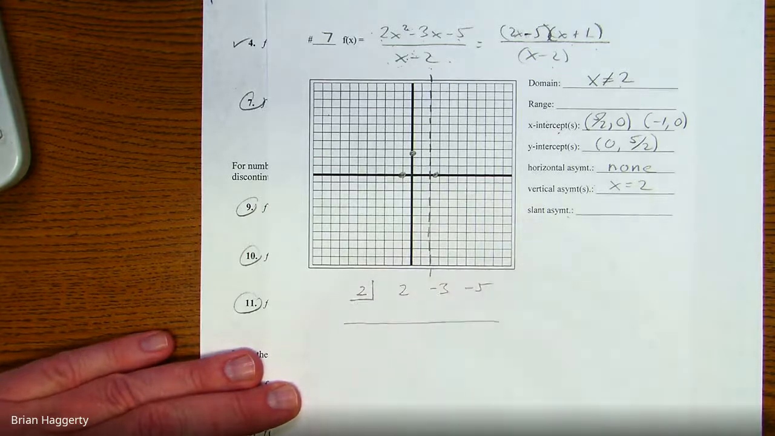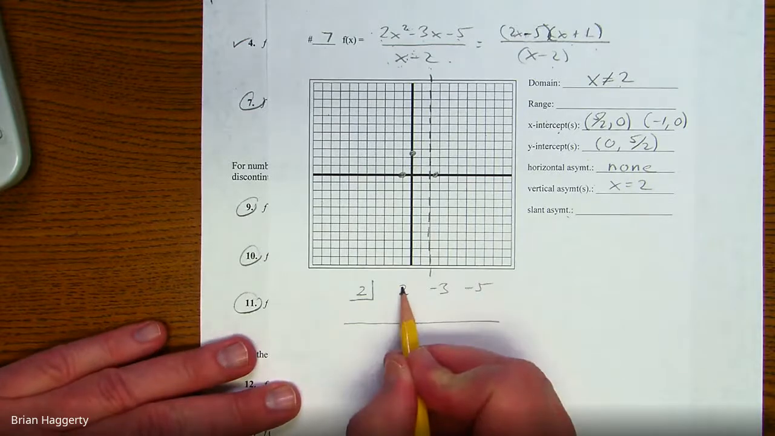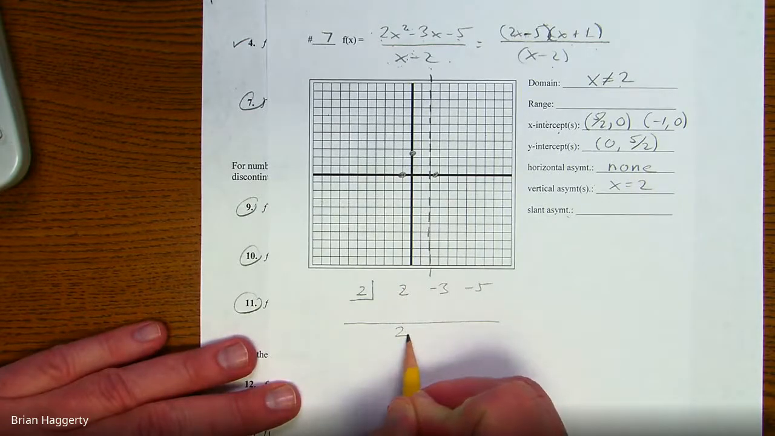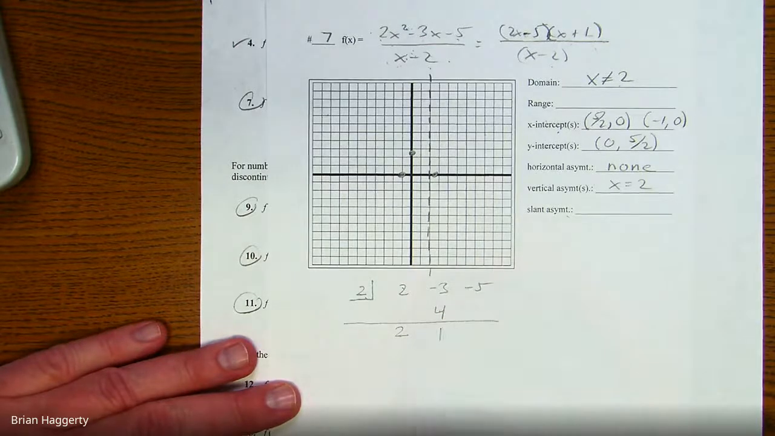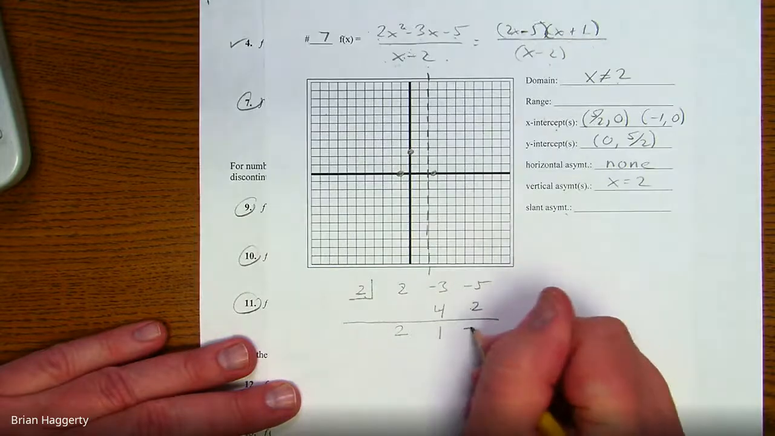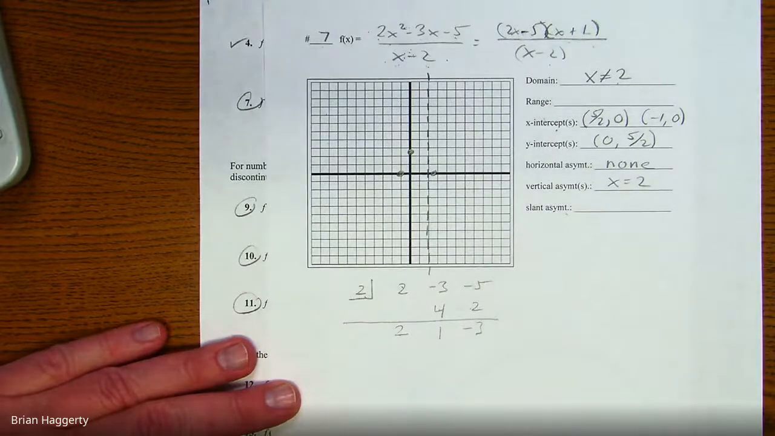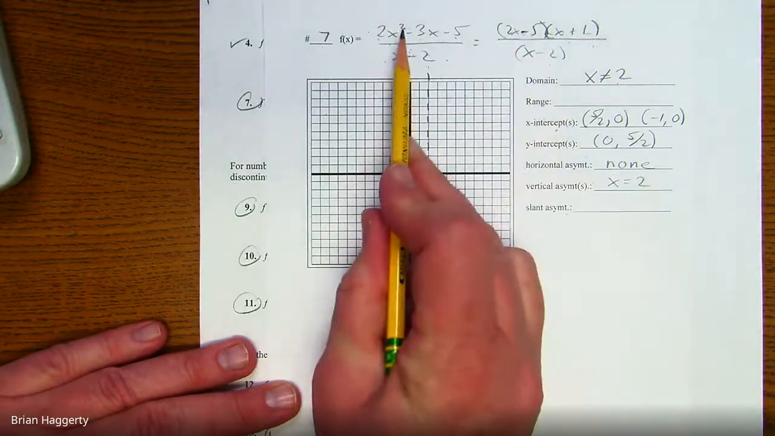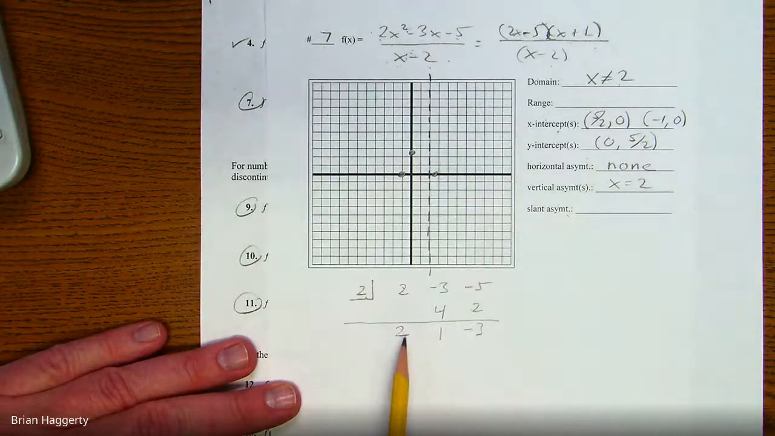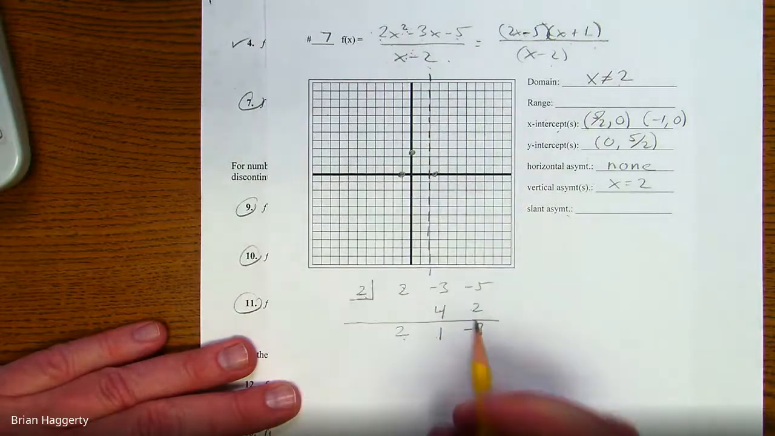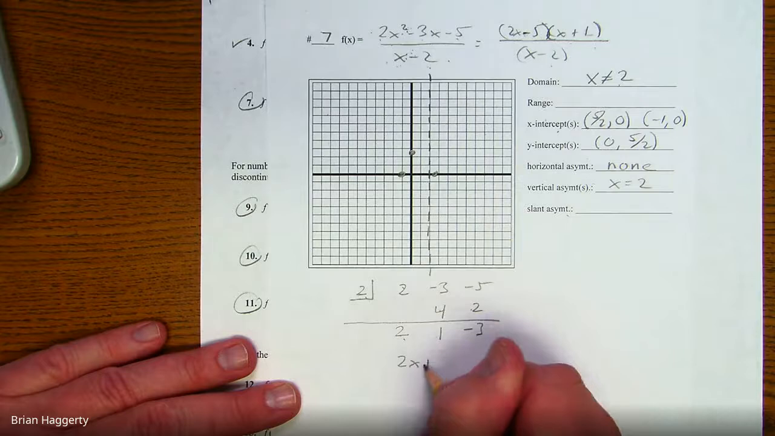Skip a space, draw a line. Do the synthetic division process. That comes straight down. That times this goes here. Add that column. That times this goes here. Add that column. If that is a degree 2, and we're dividing by a degree 1, this is going to be a degree 1, it's always 1 less than what that was.